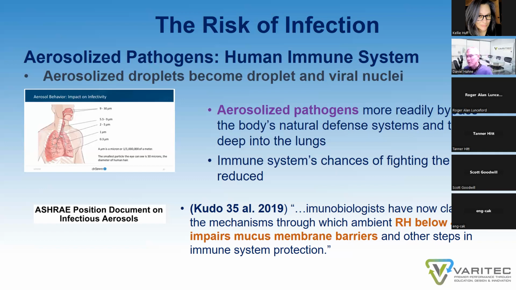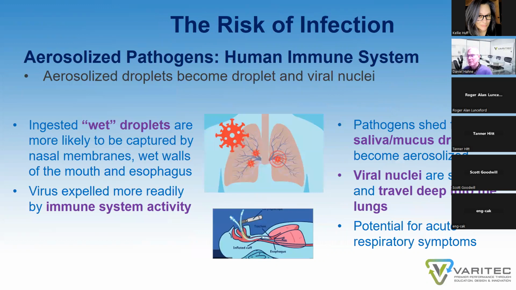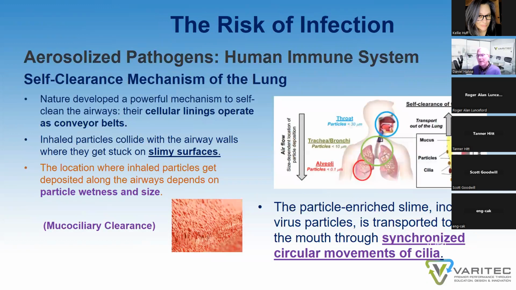So again, we want to make sure that the immune system is operating effectively if and when that does occur. We want to make sure that mucus flow from the lungs to out of the body is as efficient as possible so that any ingested pathogens may be more readily evacuated from the infected agent. So that's another reason why humidity reduces the risk of infection.